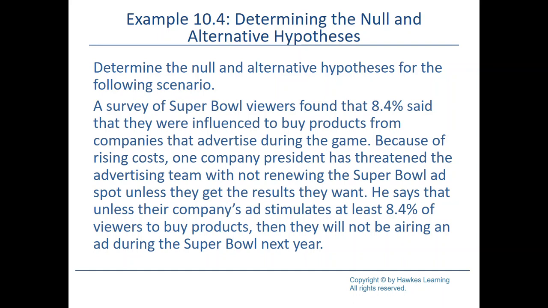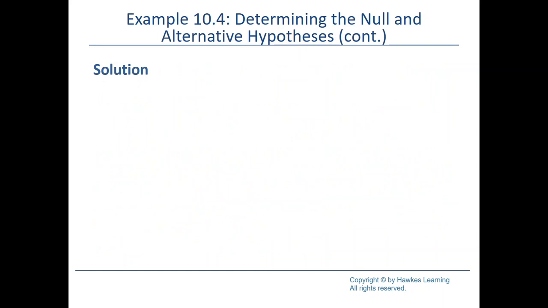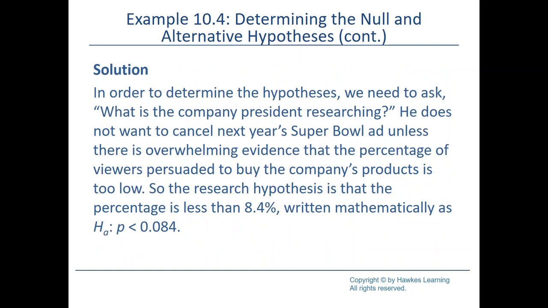Okay, first of all, as I looked through that, the first thing I saw was a percentage number. And again, it's talking about proportion of people. So I'm going to switch this to P. Now, the second thing is as I was reading through that, I also noticed, what did he actually want to know? Well, he wants to know whether or not this actually affects people. Is there enough evidence that the percentage of viewers persuaded to buy the company's product is too low? If it's too low, we're not going to do it. So the research hypothesis is basically, is that percentage less than 8.4%?